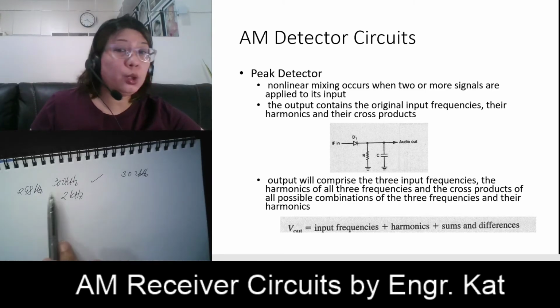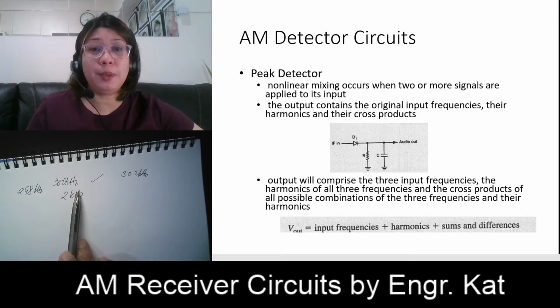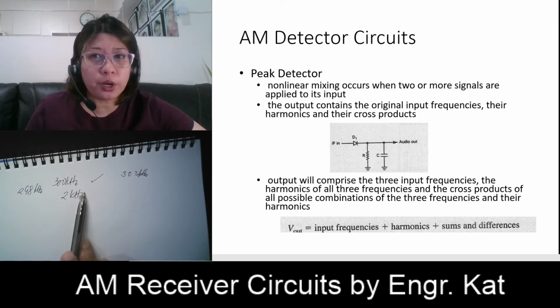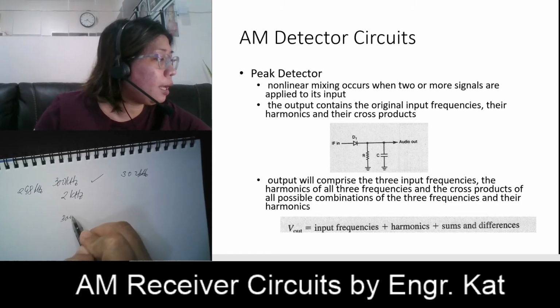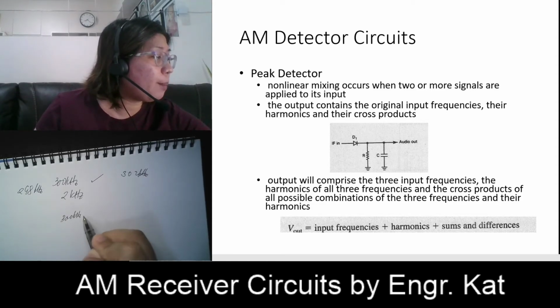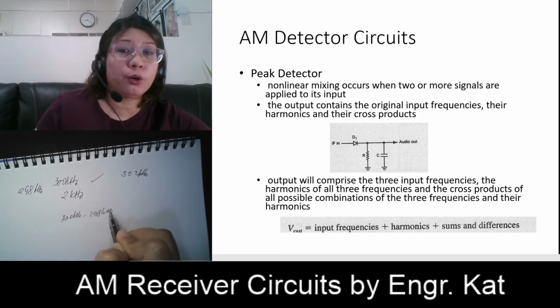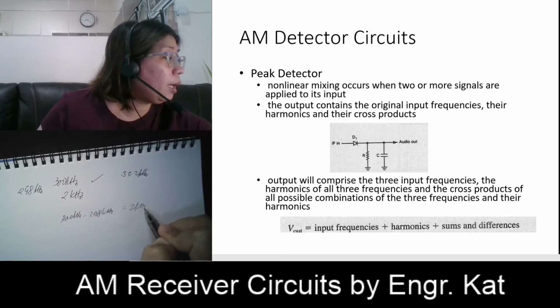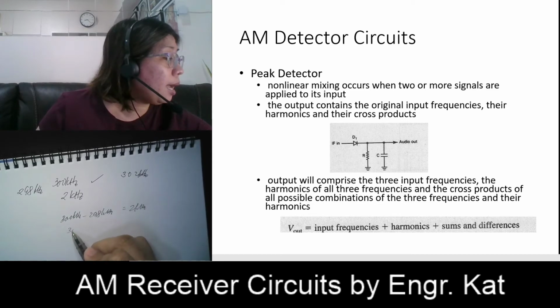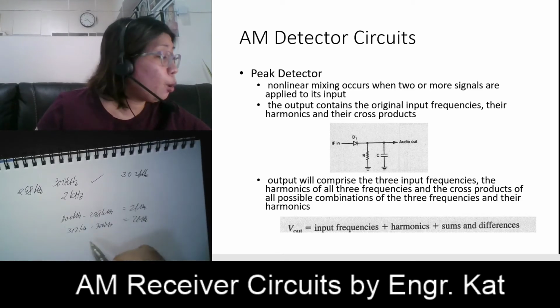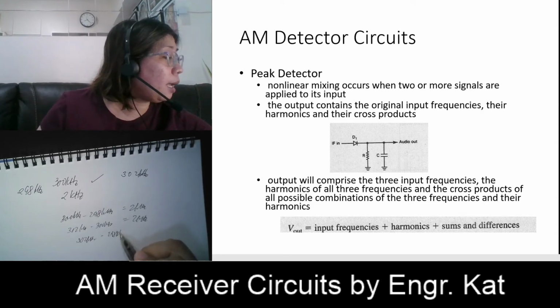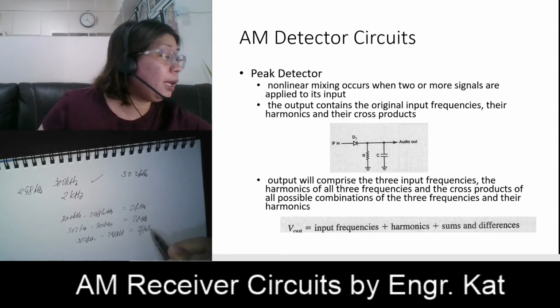And then we get their differences because we are filtering the sums, we are just getting the difference. So what is the difference? We have here 300 kilohertz minus 298 kilohertz. That will give us 2 kilohertz, okay? Also 302 kilohertz minus 300 kilohertz will give us 2 kilohertz. And 302 kilohertz minus 298 kilohertz gives us 4 kilohertz.